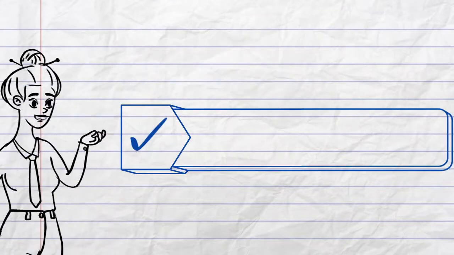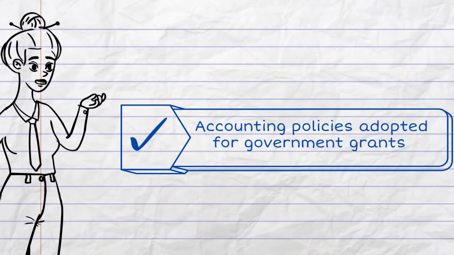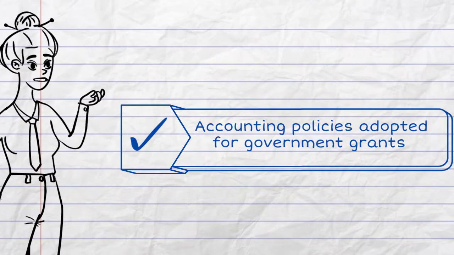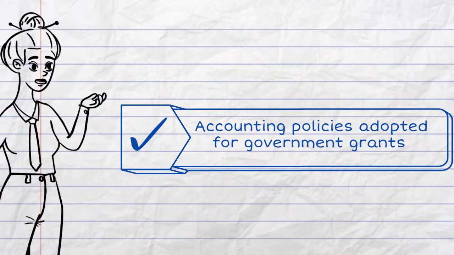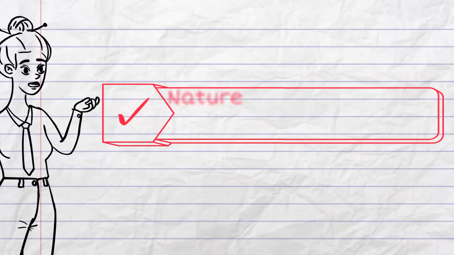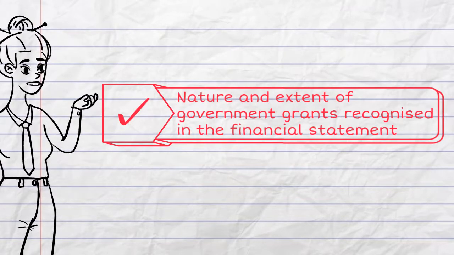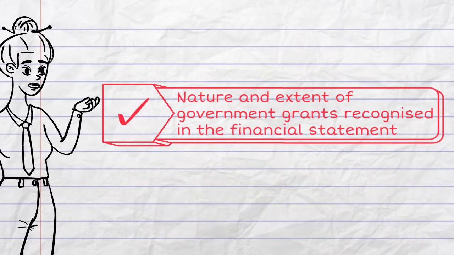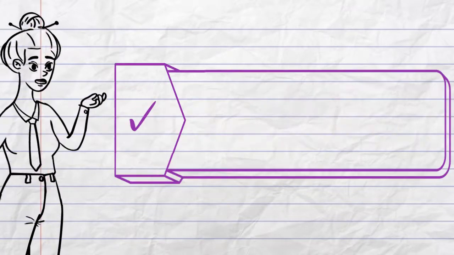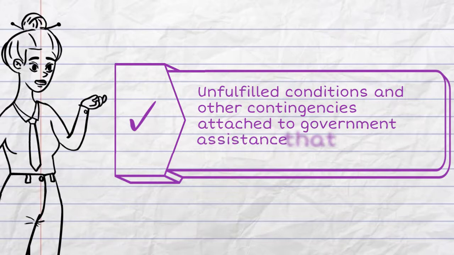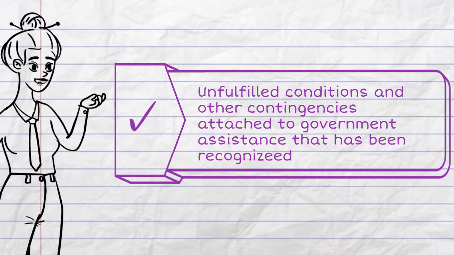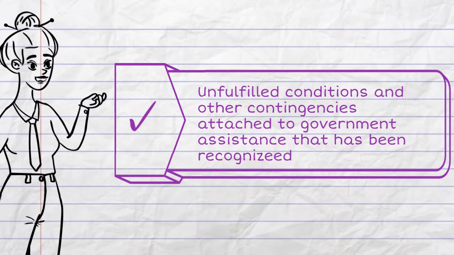Disclosure. The following matters shall be disclosed. First, the accounting policy adopted for government grants, including the methods of presentation adopted in the financial statement. Second, the nature and extent of government grants recognized in the financial statement and an indication of other forms of government assistance from which the entity has directly benefited. Thirdly, unfulfilled conditions and other contingencies attaching to government assistance that has been recognized.